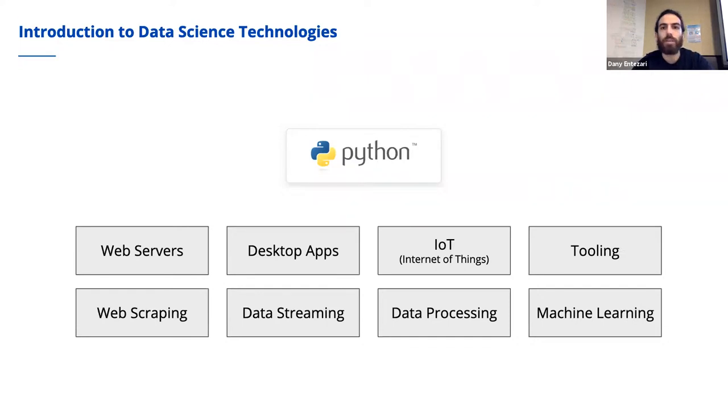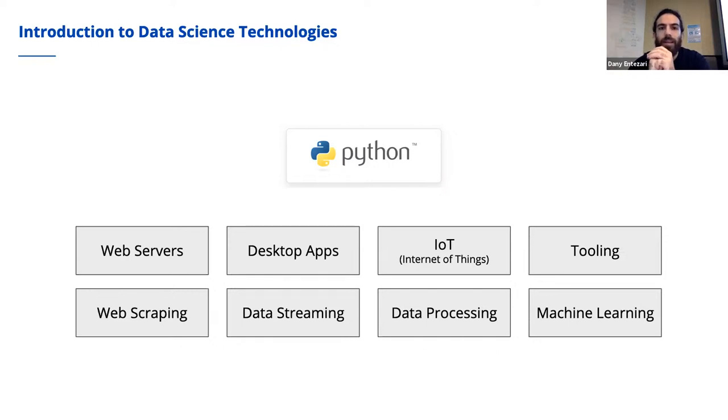Now, Python is what we call a general purpose programming language. So this language was not designed for machine learning, even though now it has become the de facto main language of machine learning and data science more generally. Python is used for developing web servers, desktop apps. In fact, Python was created for building desktop applications. Internet of Things, any smart device that is connected to the internet. Tooling, we'll talk about tooling in a moment.